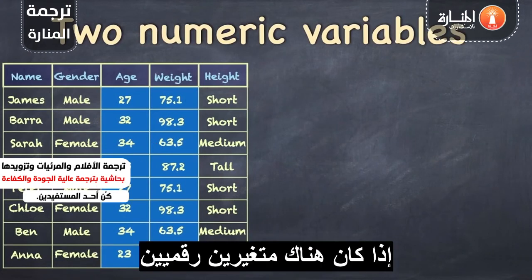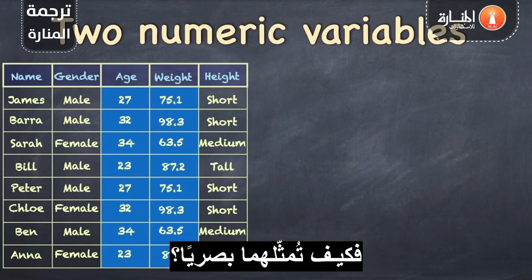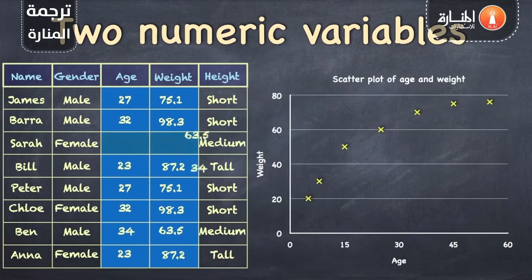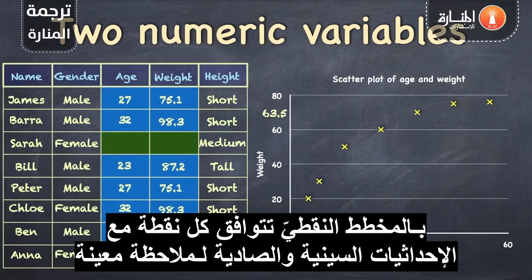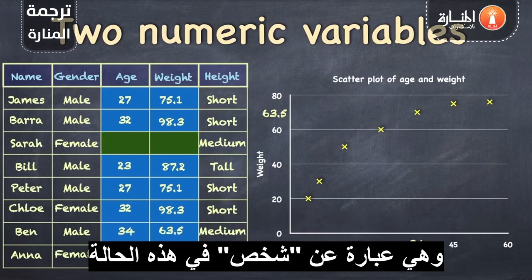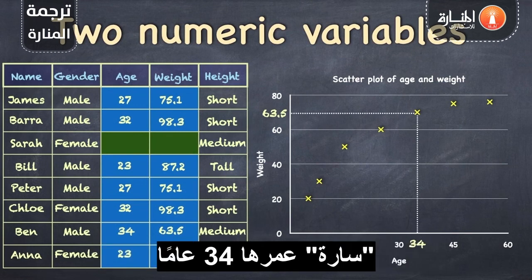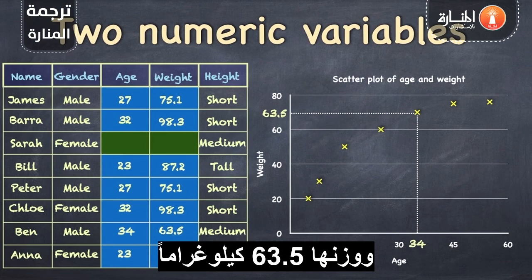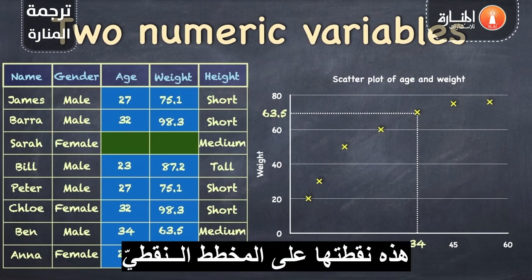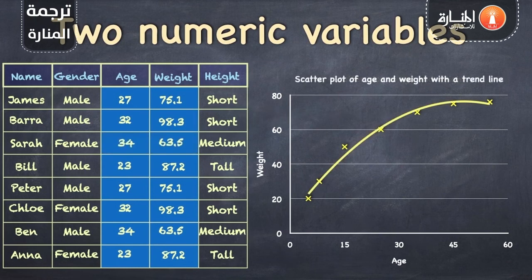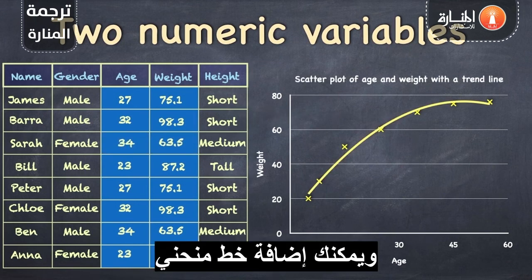If you have two numeric variables, how are you going to visually represent them? Well, one thing you can do is you can create a scatter plot. So a scatter plot is where each point corresponds to the x and the y coordinates of a given observation, or in this case, a person. So, for example, we've got Sarah, she's 34 years of age, and she weighs 63.5 kilograms. So this is her point on the scatter plot. And of course, you can add a trend line.